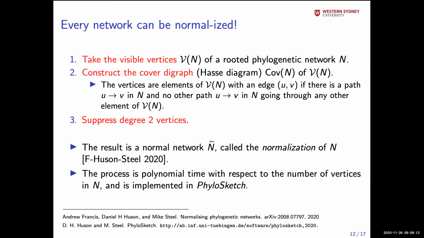It's very fast. I think the idea is that by keeping the visible vertices, you've discarded those vertices that you were never going to be able to infer anyway. If your vertices internally on your network are not visible, then the signal is not guaranteed to be in the leaves, and they're not visible.